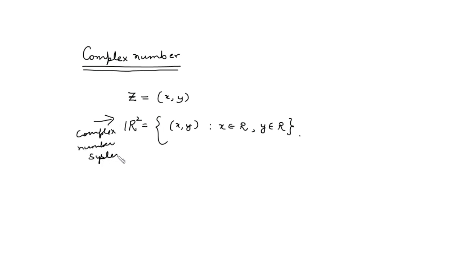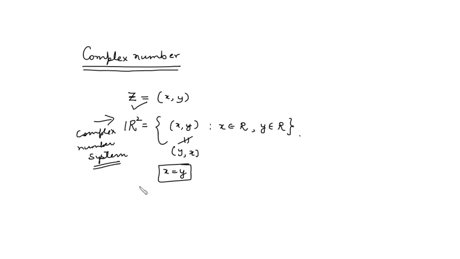Here I use the word ordered. Ordered means we cannot write (x, y) as (y, x). Both these are not the same unless x is equal to y. So that's why I have used the word ordered. It is an ordered pair of two real numbers, so Z is defined as the ordered pair (x, y), where x and y are both real numbers.